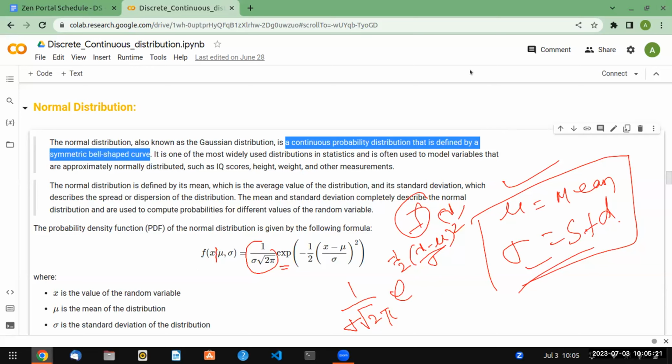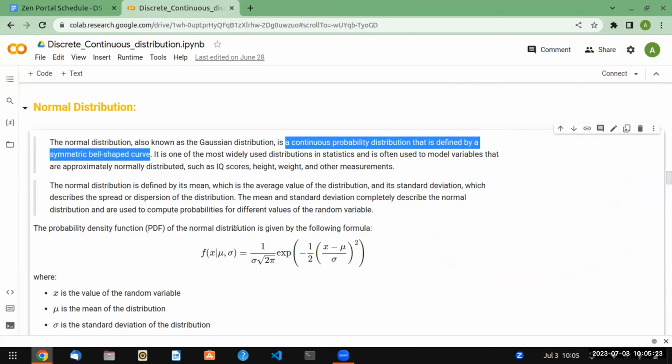Let me clear this. Now, what is x? X is the value of the random variable. Consider the x-axis values. With different x-axis values, we are going to put different values here and calculate the total. By putting different x, we'll calculate the whole term, and then we'll plot it. Mu is the mean, sigma is the standard deviation. I think this part is clear. Any question?